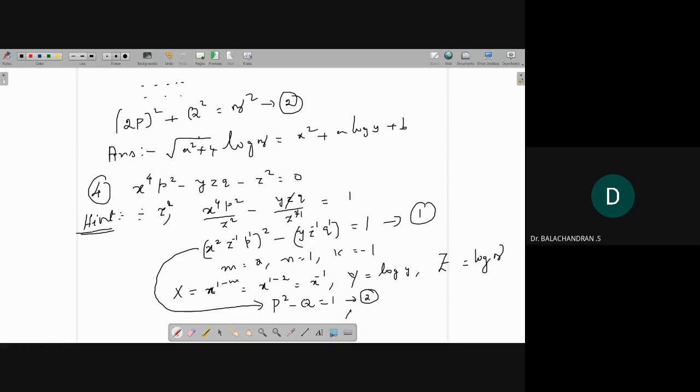So the solution for the given problem is log z equal to a by x plus a square minus 1 into log y plus c. Okay.